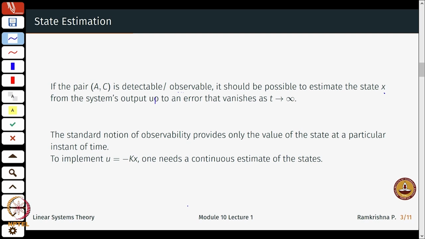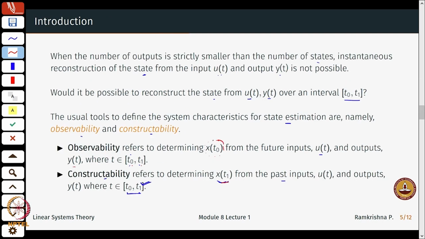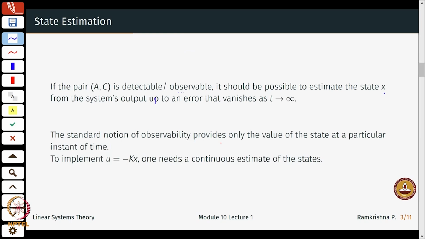Okay, so what was happening here is, if you look at x at t naught, I was only measuring the value of a state at a particular instant of time, whereas the implementation u equal to minus Kx needs a continuous estimation of all the states. So just measuring x at t naught, the initial time, does not really solve my purpose. What I want is a continuous feedback of states. If I write it in terms of time, this should be u equal to minus K x(t) for all t, if my initial time is 0.